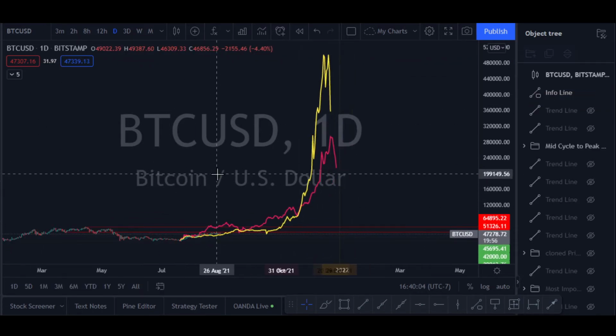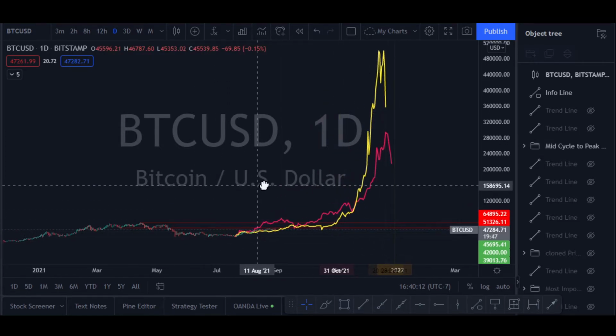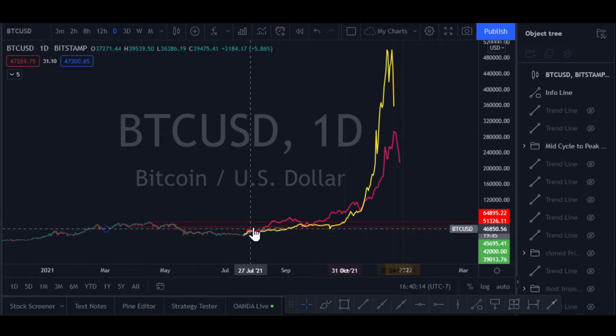So this is what the overall chart looks like. The yellow is the 2013 cycle overlaid. The pink is the 2017 cycle overlaid. And so what you actually see is they cross.